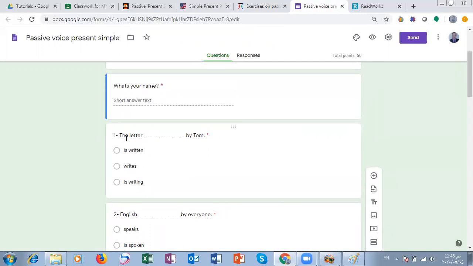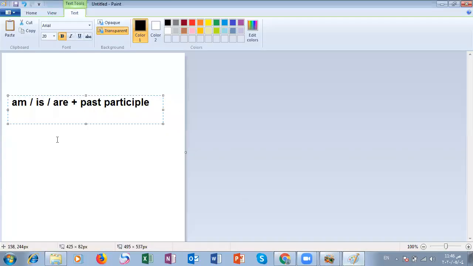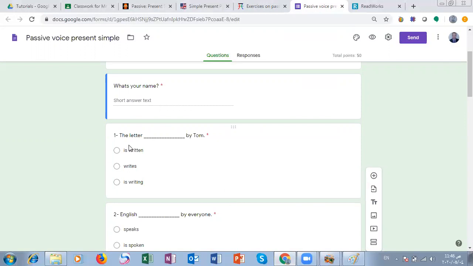Let's do the first one. The letter by Tom. Choose the passive. Of course, you know that the passive forms have verb to be, and as you see here, verb to be am, is, or are plus what? The past participle. So you have to choose which one is correct. The letter is written, the letter writes, the letter is writing. Of course, number one, is written, is the correct one, because we have verb to be "is" plus the past participle of write. Write, wrote, written. So the letter is written by Tom.